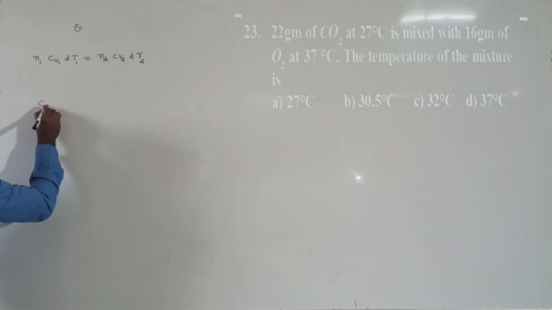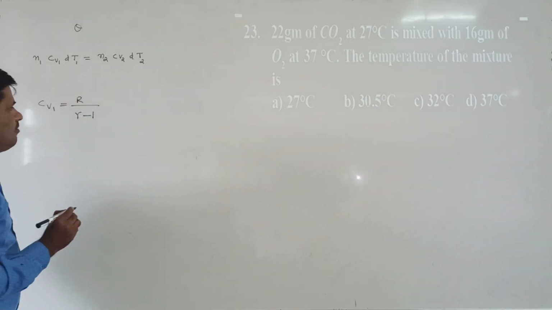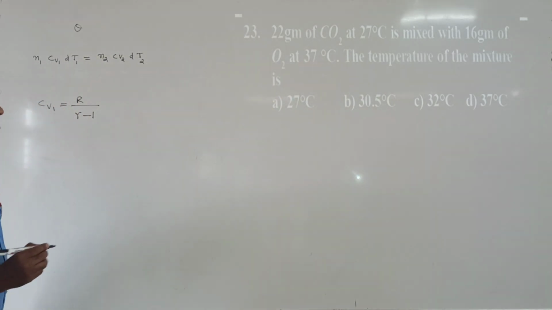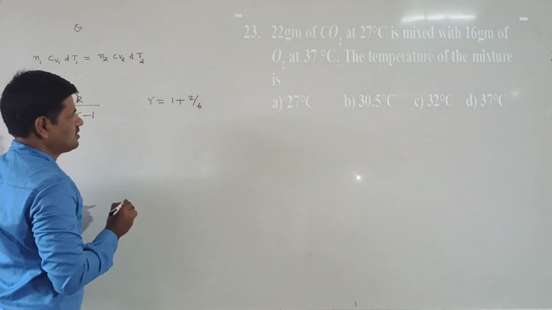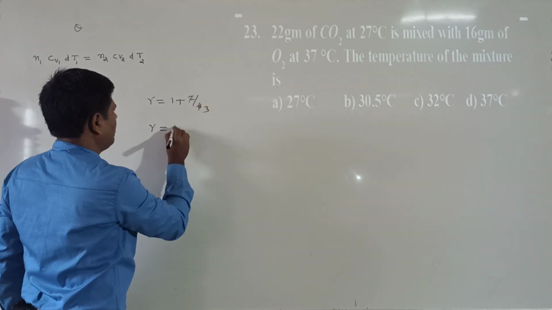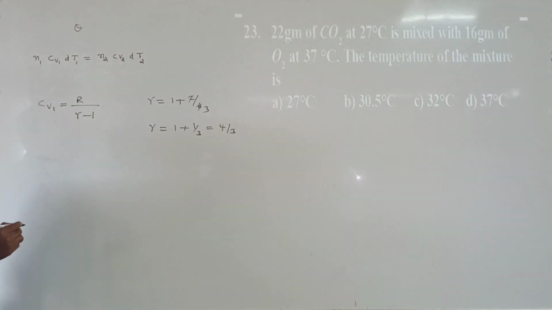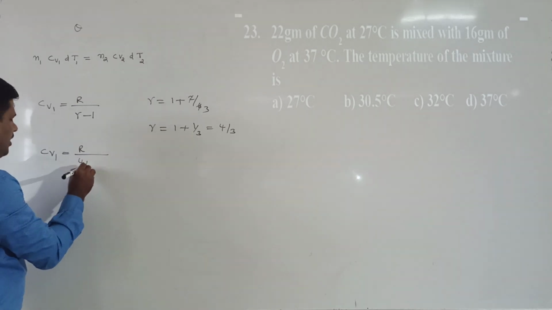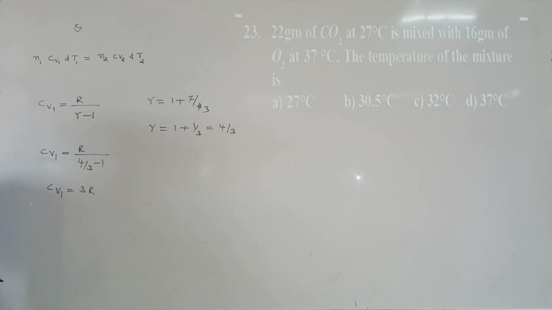For carbon dioxide, Cv1 is equal to R by gamma minus 1. Carbon dioxide means polyatomic. Polyatomic means gamma is equal to 1 plus 2 by 6, with 6 degrees of freedom. Now what are we getting here? 2 ones are 2, 2 threes are 6, so 1 plus 1 by 3 is equal to 4 by 3, we are getting the gamma value. Now Cv1 is equal to R by 4 by 3 minus 1. Calculating this, we get 3R.